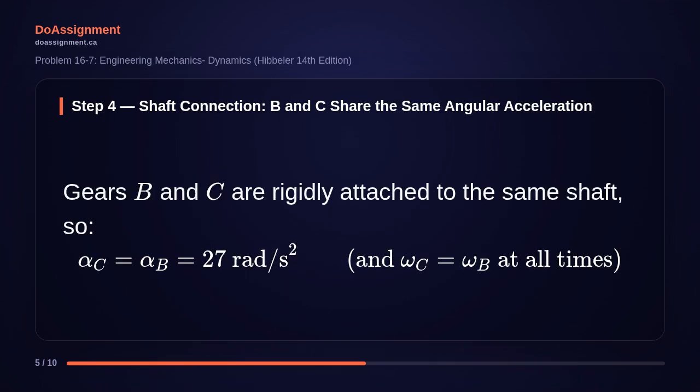Because gears B and C are fixed to the same shaft, they always rotate together. Therefore, the angular acceleration of C is identical to that of B, which is 27 radians per second squared.